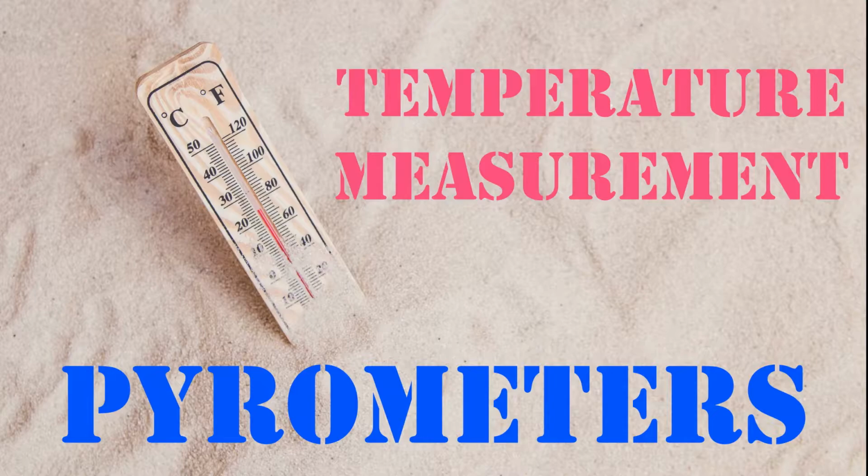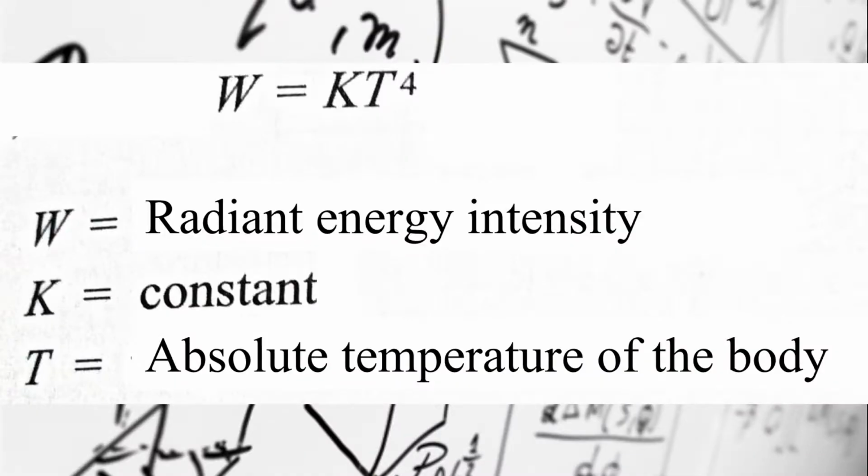Welcome to my channel. Today I'm gonna talk about radiation pyrometers. Radiation pyrometers are based on the Stefan-Boltzmann law, which says that the intensity of radiant energy emitted by the surface of a body increases proportionally to the fourth power of the absolute temperature in Kelvin of the body.